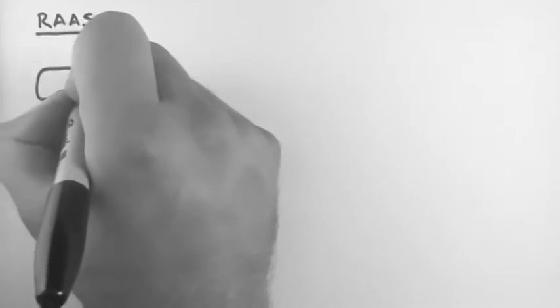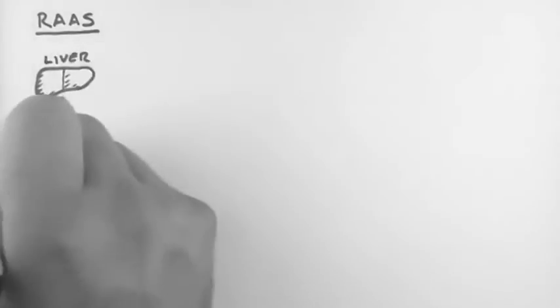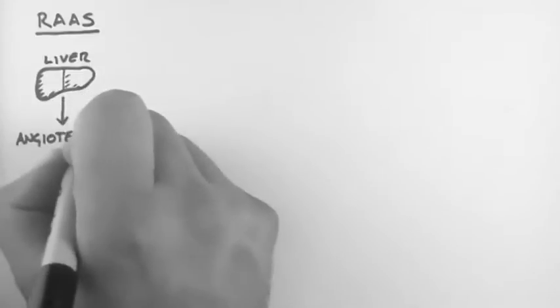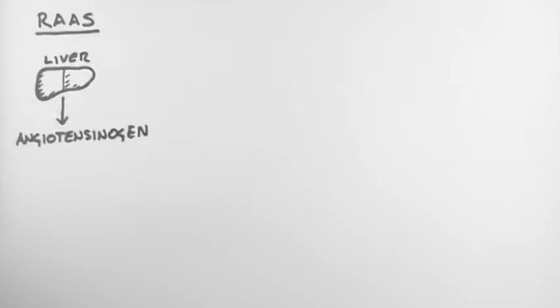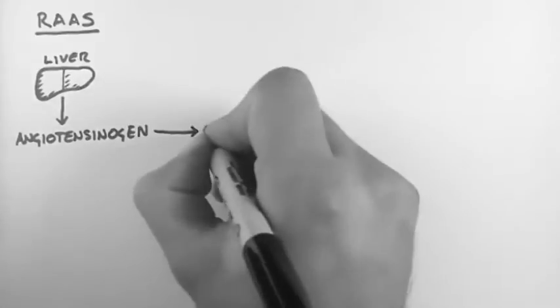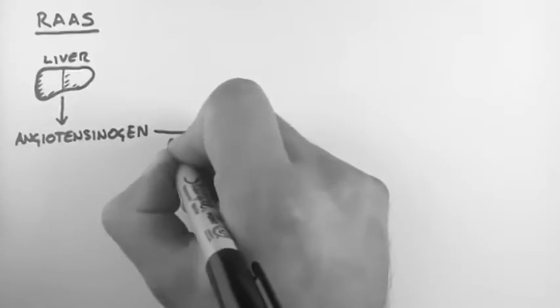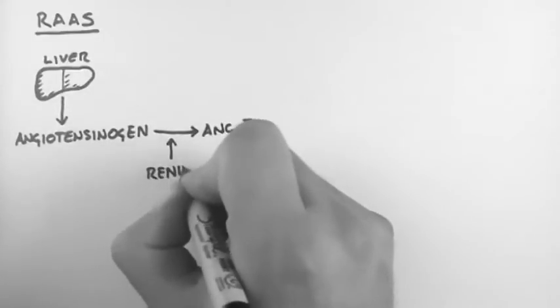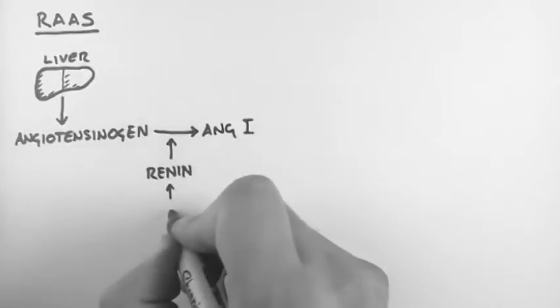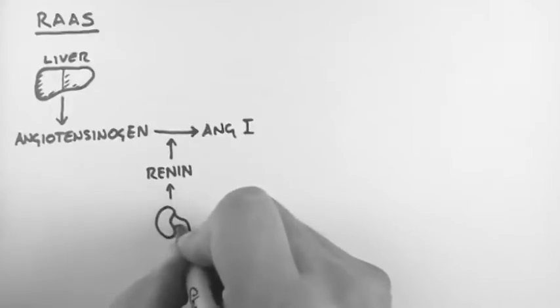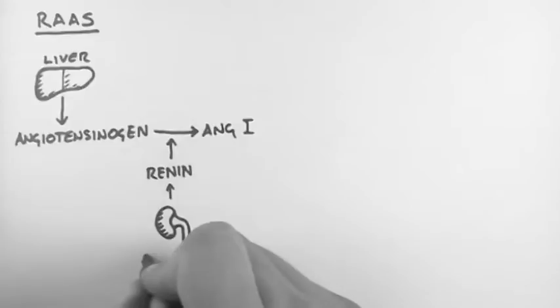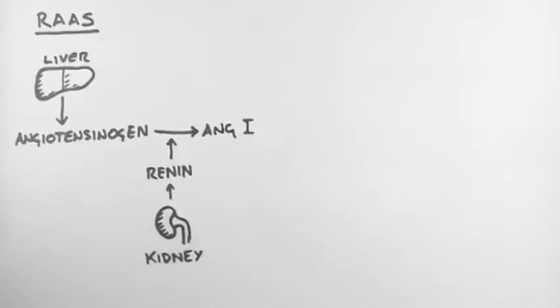Hi, in this video I'm going to look at the Renin Angiotensin Aldosterone system, also known as the RAAS. So this all starts with the liver. And the liver produces a pre-enzyme called angiotensinogen. And this gets converted into angiotensin 1. And this occurs through the action of renin, which is an enzyme released from the kidney. And the kidney releases this due to low fluid volume moving through the nephrons.